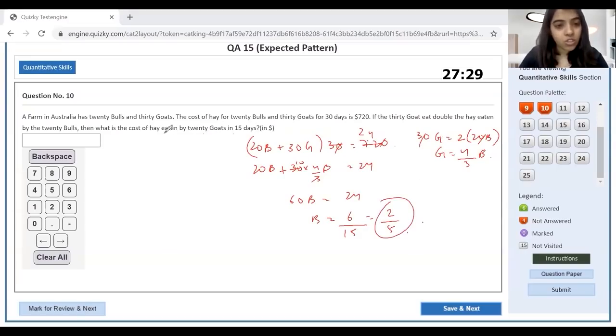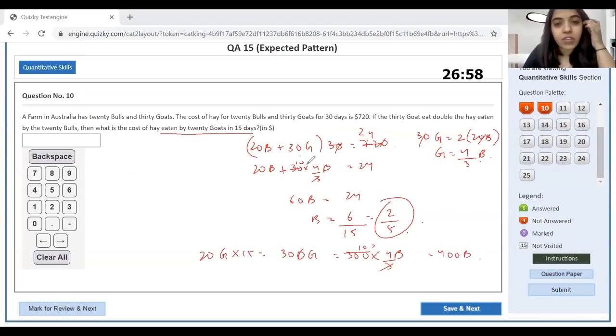Now what they're asking is the cost of hay eaten by 20 goats in 15 days. 20 goats into 15 days is equal to 300 G. Now let's convert it again into this form, 300 into 4 by 3 B. So we have 400 B is what they're asking us for. Now what were we given here?